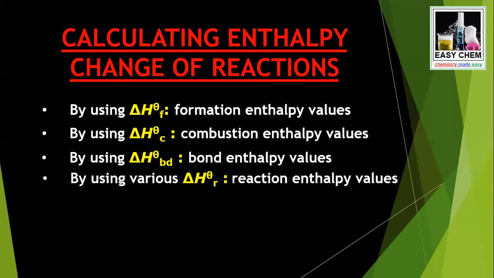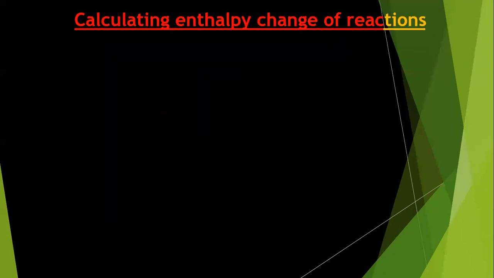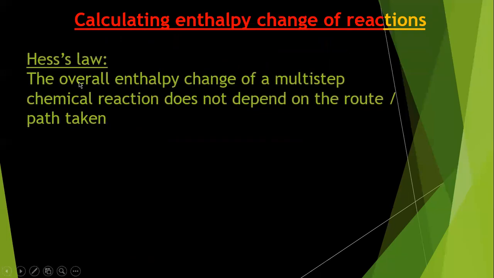Whenever you carry out an enthalpy change calculation, we have to do it according to Hess's law. Hess's law tells that the overall enthalpy change of a multi-step chemical reaction does not depend on the route. It does not depend on the number of steps or the paths taken. In the exam, if a question is about defining Hess's law, you can simply write this.